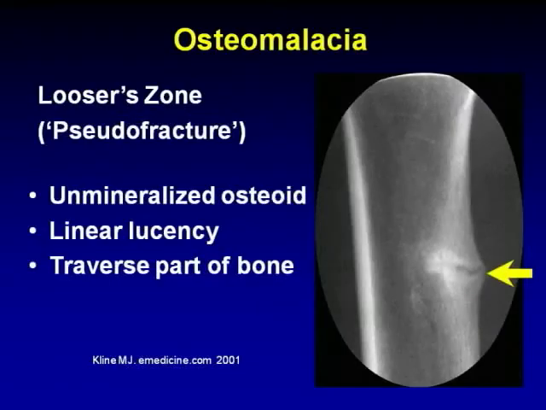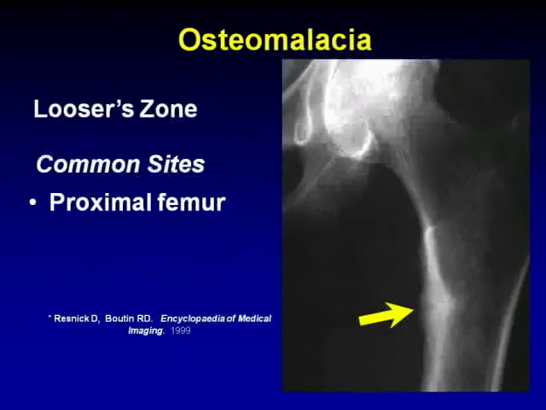What about osteomalacia? The buzzword commonly used here is a Looser's zone, formerly referred to commonly as a pseudofracture. This is an area of unmineralized osteoid. We see a linear lucency traversing usually a part of the bone, and this is commonly regarded now as an insufficiency type of stress fracture through weakened bone.